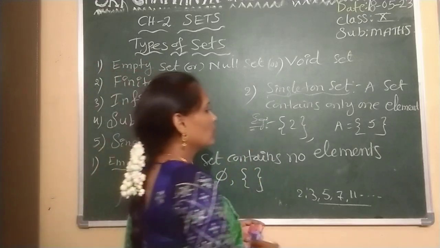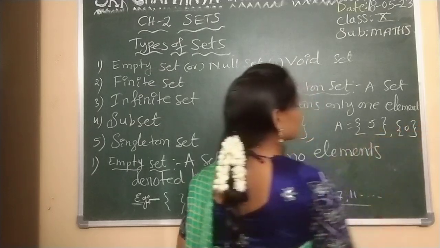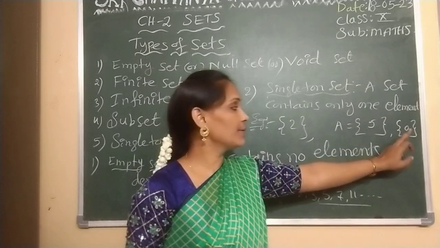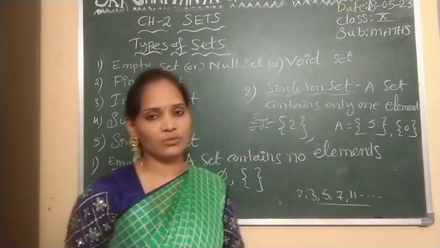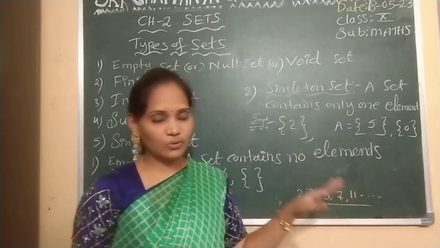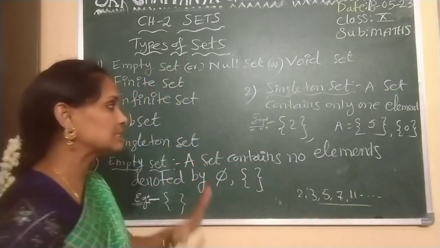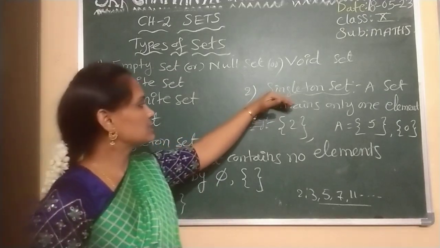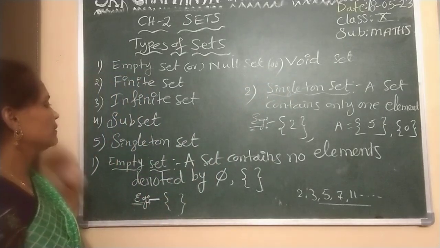Now one more example. See, this is also a singleton set example. Why? Because this set contains only one element, that is 0. So that is an example of singleton set. Now is it clear? I hope. Empty set and singleton set, both are over. Next I am going to explain finite set.